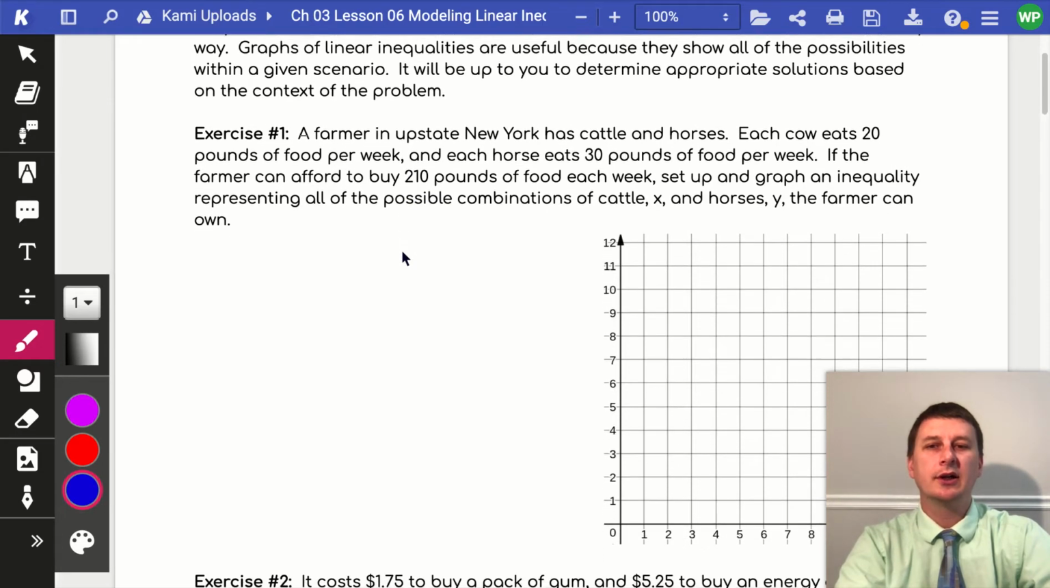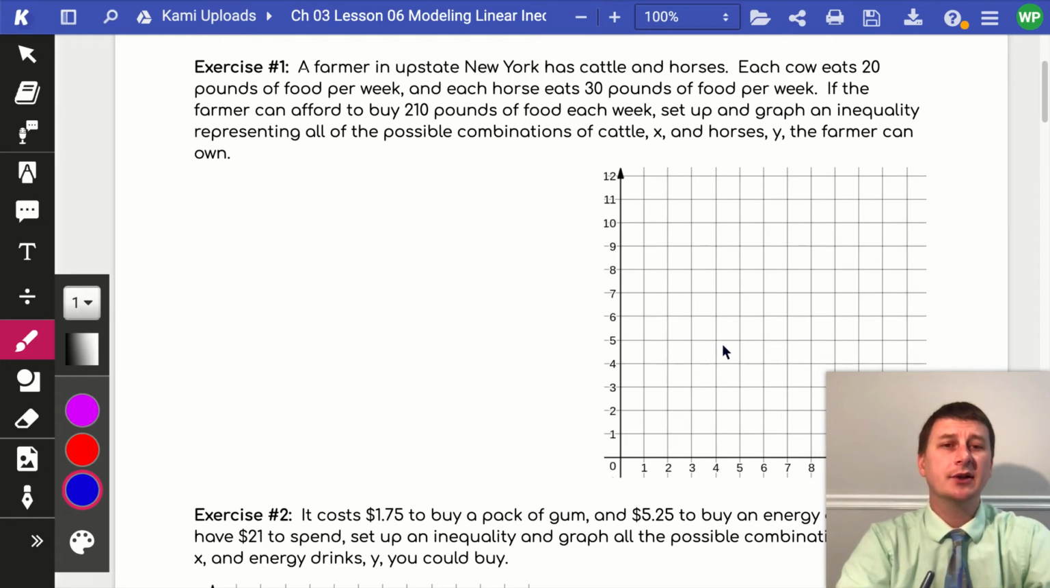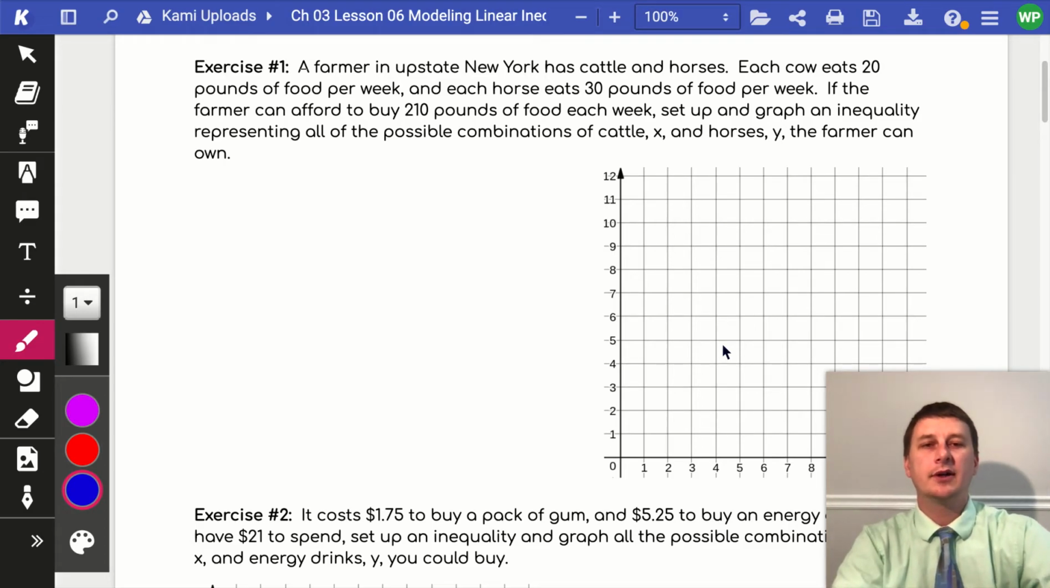So let's take a look at exercise number 1 that has to do with a farmer in upstate New York that has cattle and horses. Each cow eats 20 pounds of food per week, and each horse eats 30 pounds of food per week. If the farmer can afford to buy 210 pounds of food each week, set up and graph an inequality representing all of the possible combinations of cattle, X, and horses, Y, the farmer can own.